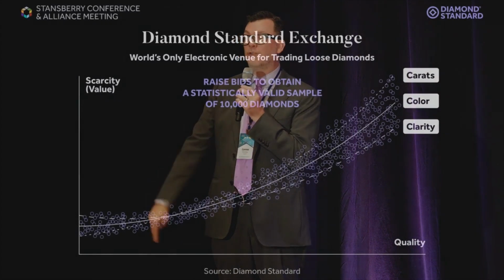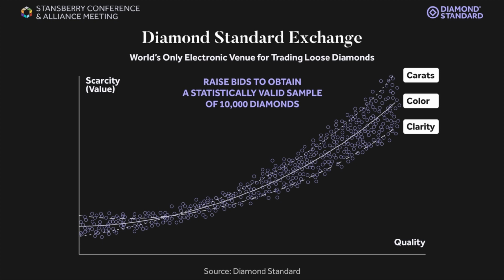So that at the end of each week, we have to buy a minimum of 10,000 diamonds, because you can't buy 10 diamonds and hope that it's statistically valid. You have to buy a large number. It's called the law of large numbers. So we buy about 10,000 diamonds, sometimes 30,000 per week, and that sample is a little bit of every diamond type, and we make all of that public.